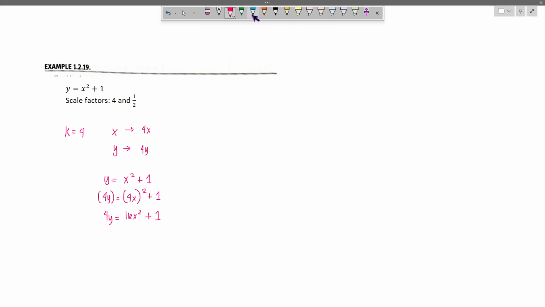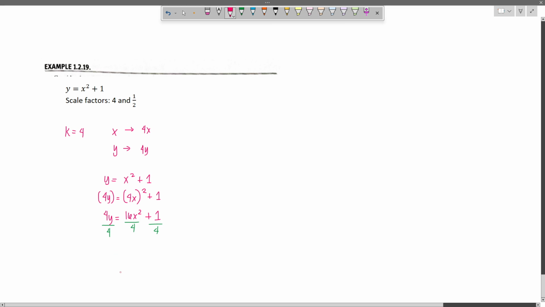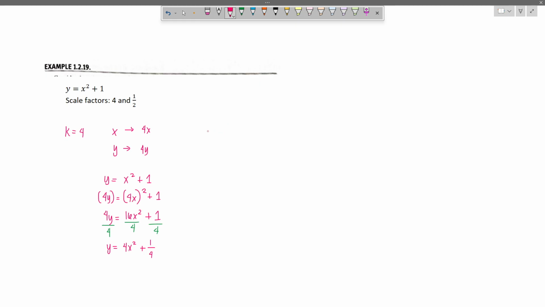And then from there, we can solve for y because our equations usually just have y equals something, right? Our functions. So 16 divided by 4, that's 4x squared plus 1 fourth. So this is now the equation when we have a scale factor of 4 and then a scale factor of, let's say, maybe let's have negative 1 half just to show you how it works. So if it's negative 1 half, we'll do the same thing. So y is equal to x squared plus 1.